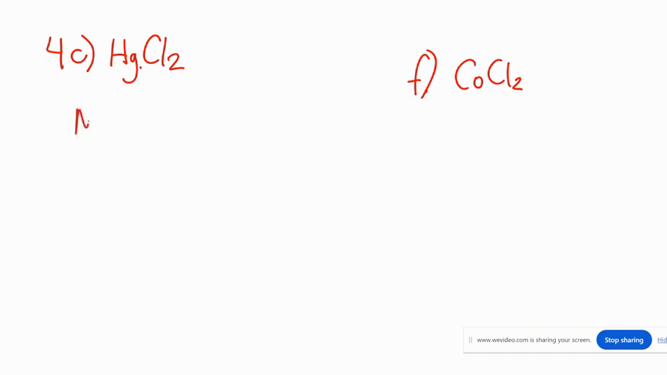So 4C is mercury. Mercury has more than one oxidation number, so I've got to figure out what it is. This side is a -1. Your anions are only ever one charge. So that's why you start with the anion, because it can only be one thing. Does that make sense? And then you work your way around. So this is a -2. This side has to be a +2. There's one of them, so it has to be a +2. And then you finish it out.